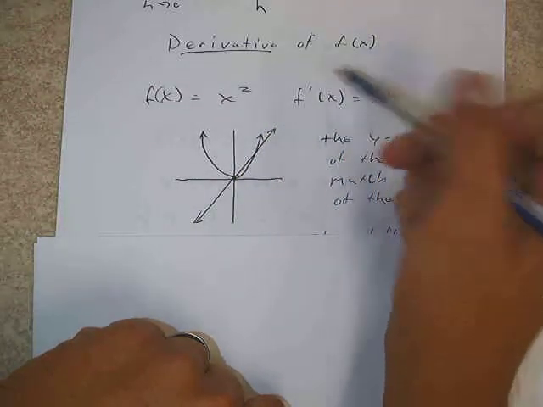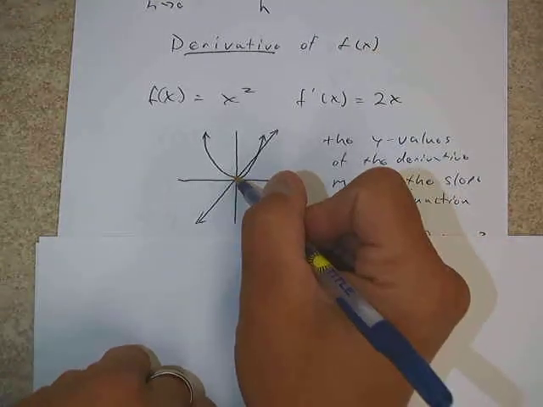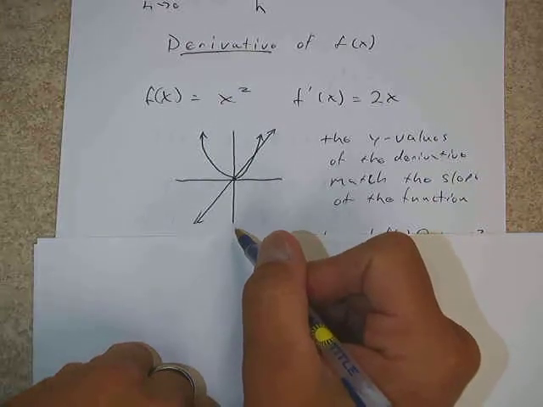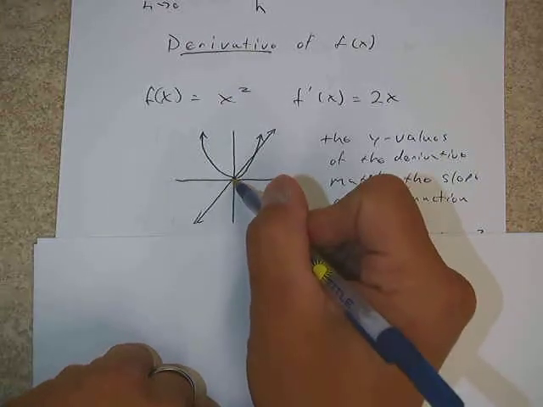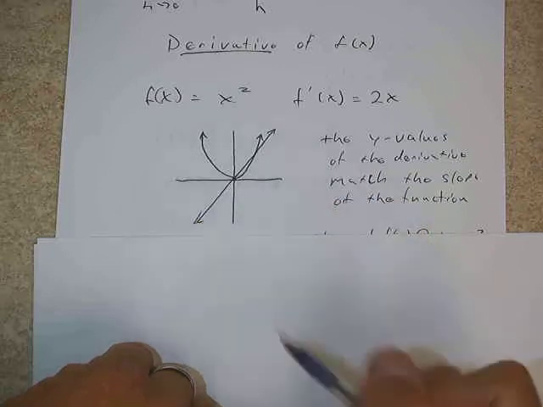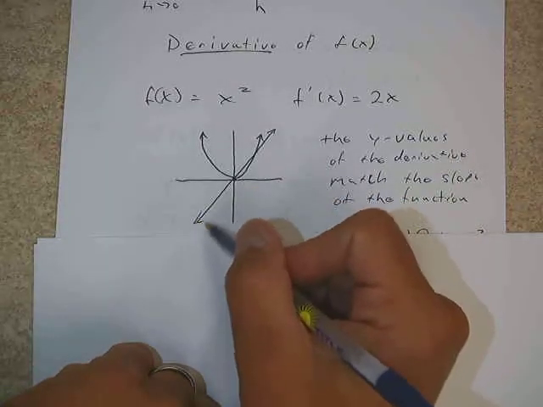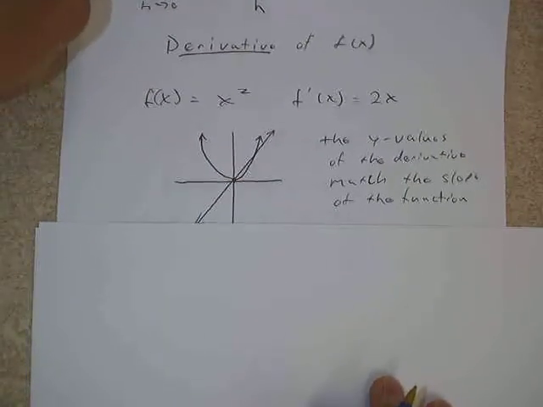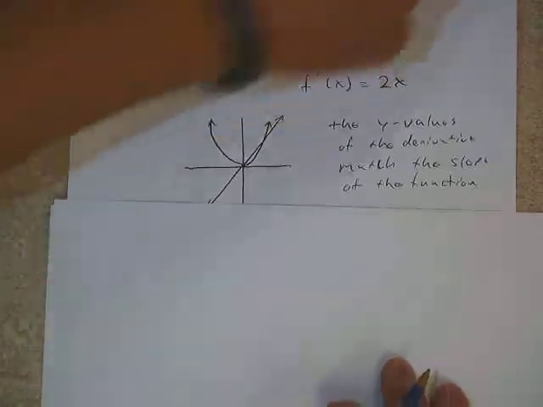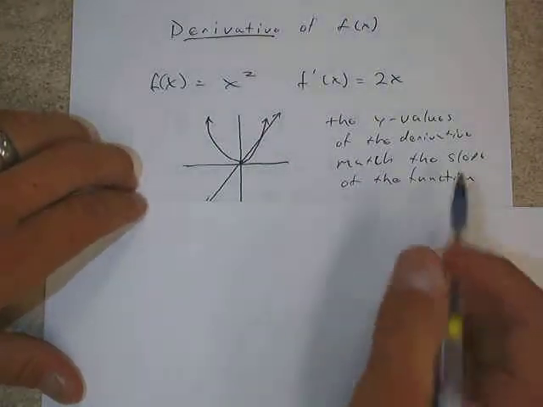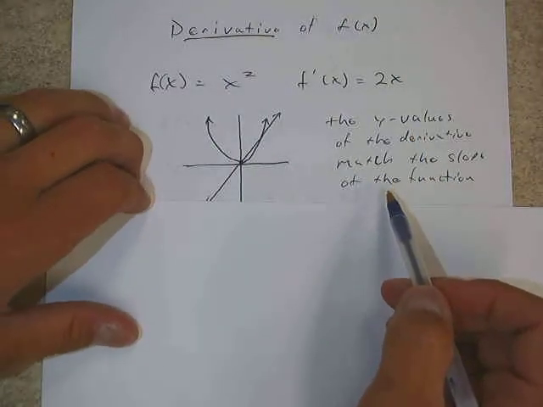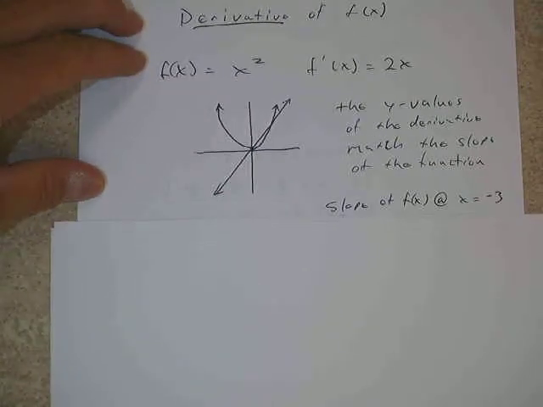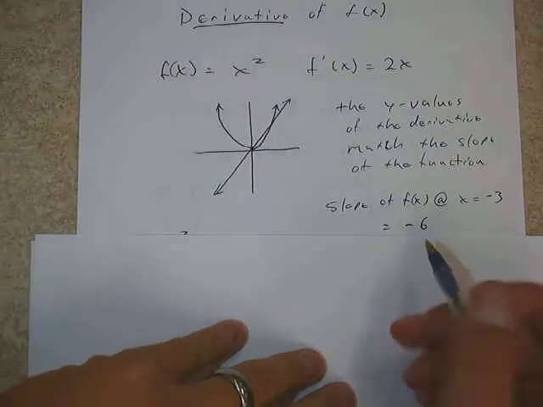Well, what's happening with the y values of our 2x function as we go to the right? They're getting bigger. Same thing going off left. As I go to the left, the slopes are getting more negative, bigger negative numbers, and this one is getting bigger also, in the other direction. So one thing to note is that if we do find a derivative of a function, its y values should match with the slopes of the original function.